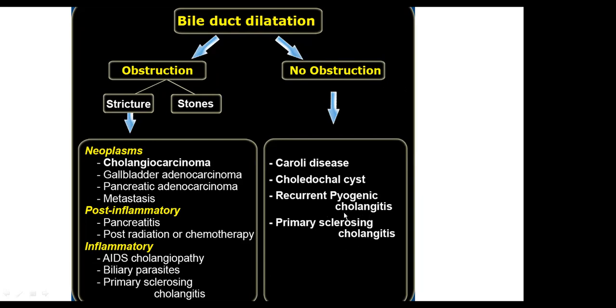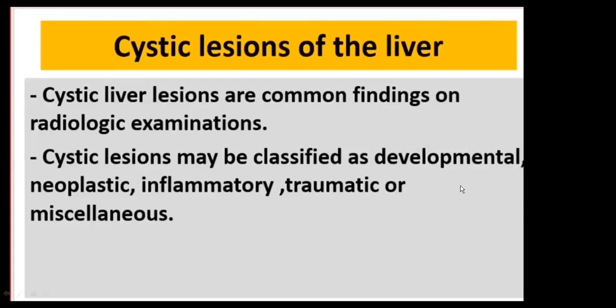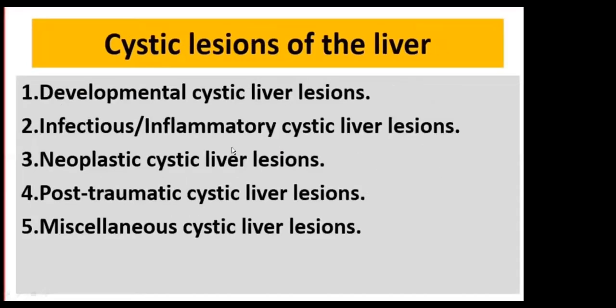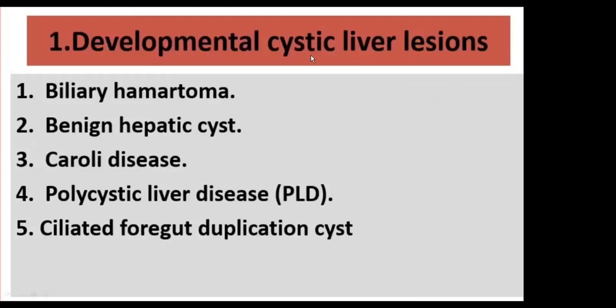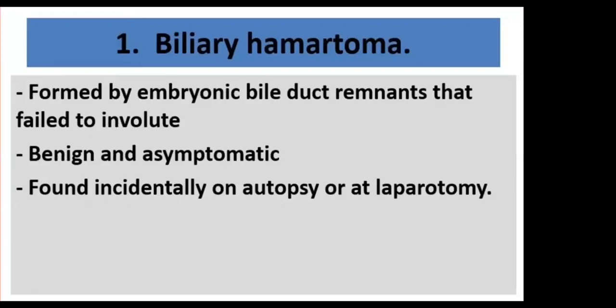But differentiation between both is clinical. So shortly about cystic lesions of the liver, I will talk about them. We have many types. Developmental cystic liver lesion, I will talk about this in brief. Infectious, inflammatory, neoplastic, post-traumatic, and miscellaneous. So developmental cystic liver lesions include biliary hamartoma, benign hepatic cyst, Caroli disease, which we talked about in detail, and the polycystic liver disease related foregut duplication cyst.